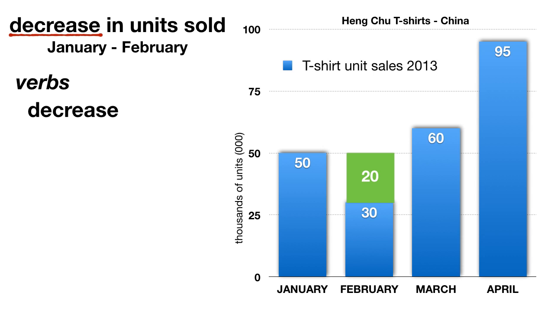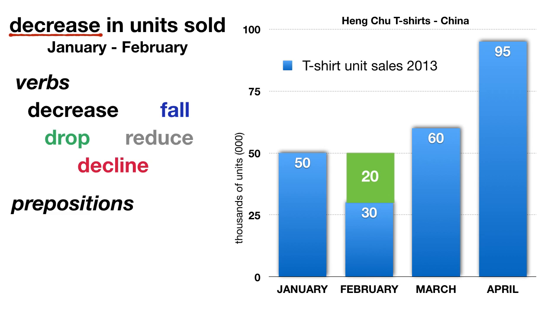Right, here are the verbs. Now here are just some of the verbs used to describe a decreasing trend in a chart like this. Decrease, fall, drop, reduce, decline. And here are 5 prepositions which we use in English when describing the chart. It's very important to understand the collocation of these. I will explain these now. From, to, by, at, and of.